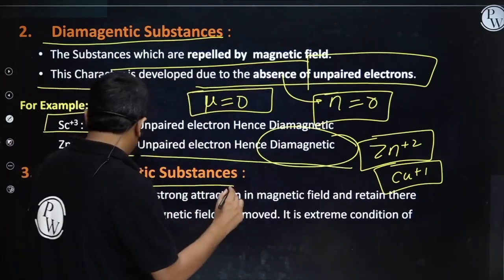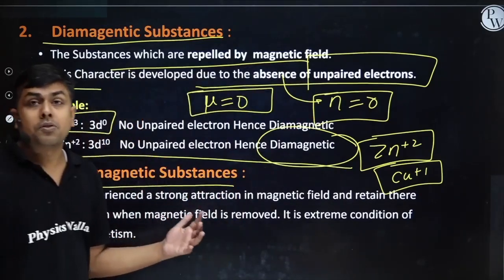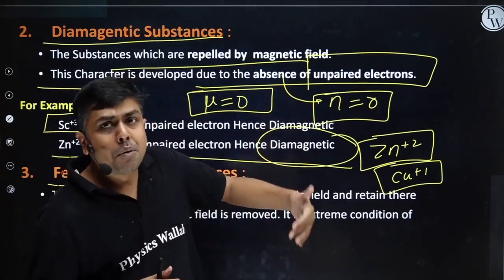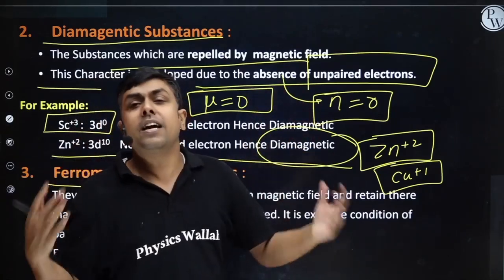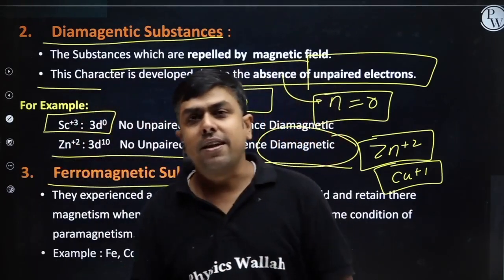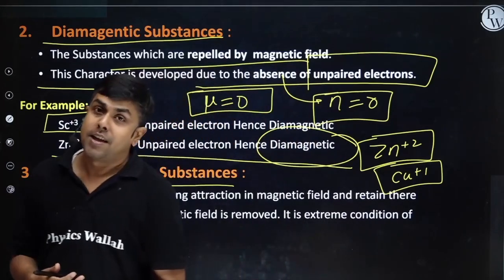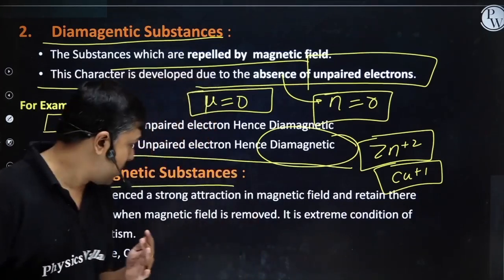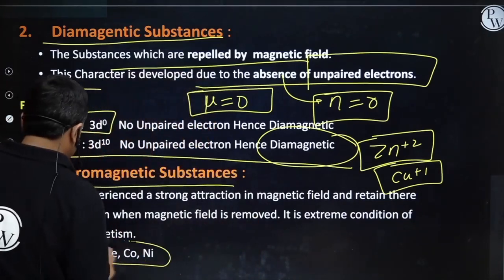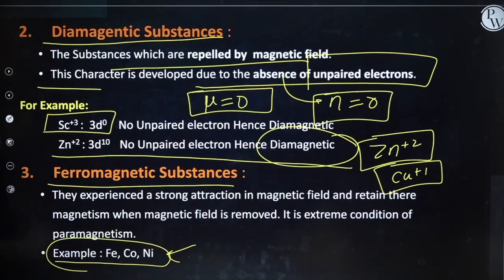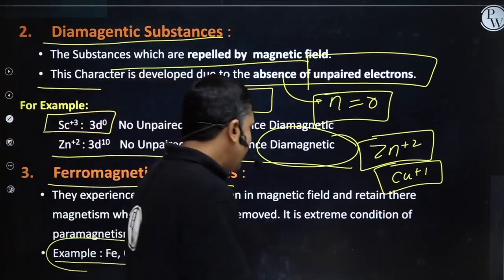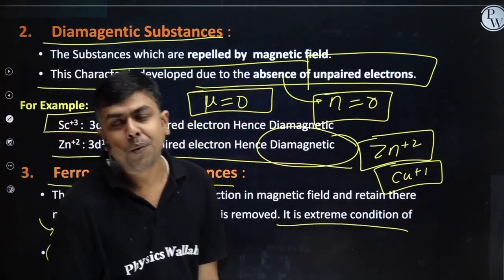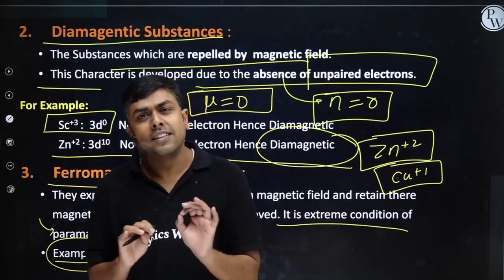Ferromagnetic substance. Basically, all such substances which get strongly attracted in the magnetic field, and even after removal of the magnetic field, they retain their magnetic character, are referred to as ferromagnetic substances. A few ferromagnetic d-block elements are iron, cobalt, nickel, the best examples, right? Ferromagnetism is the extreme condition of paramagnetism. I hope these things are crystal clear to you all.